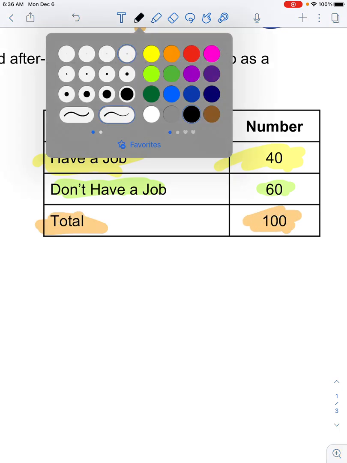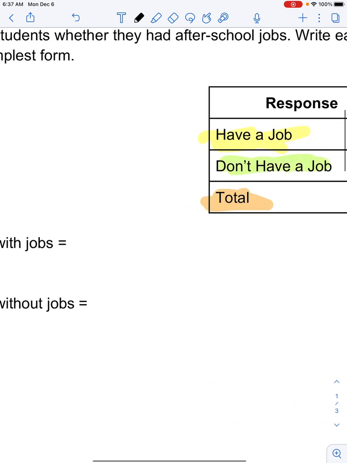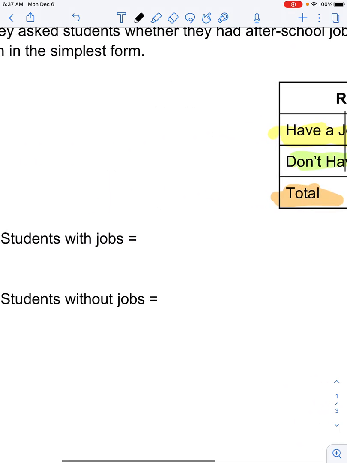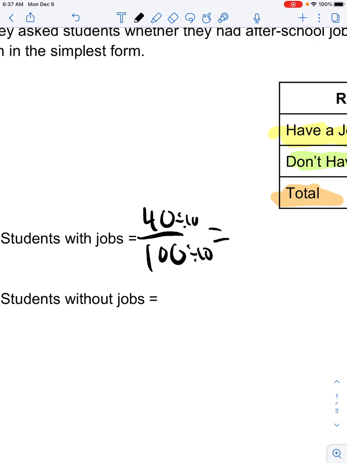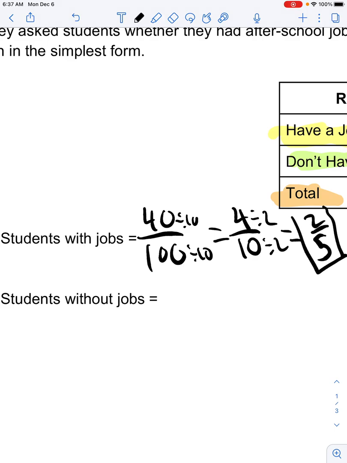So when I'm writing this out, I say, okay, students that have a job is 40 out of 100 total kids. But I know that I can simplify this, so I'm going to start by saying they both end in 0, so I can divide the top and the bottom by 10, and then I get 4/10. But that's not quite simplest form, because I can also divide one more time by 2 and get 2/5. So that's going to be my fraction in simplest form.